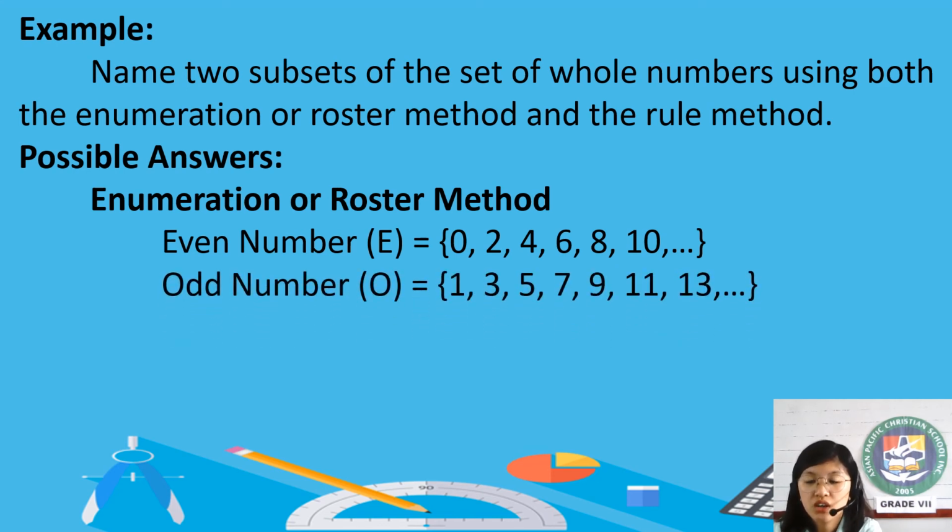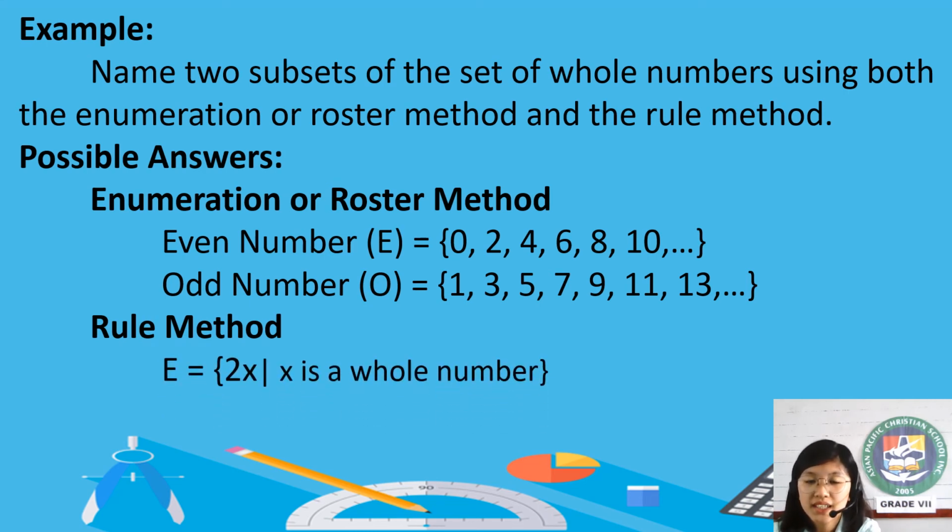And we have here the odd numbers or the set O. Yung mga elements are 1, 3, 5, 7, 9, 11, 13, and so on. So, yung mga hindi divisible by 2. So, kung memorize mo yung mga even numbers, automatic kung ano yung mga wala dun sa even numbers, those are odd numbers. And using the rule method, we have the set E is the set of elements 2x such that x is a whole number. And for the set O, we have 2x plus 1 such that x is a whole number.